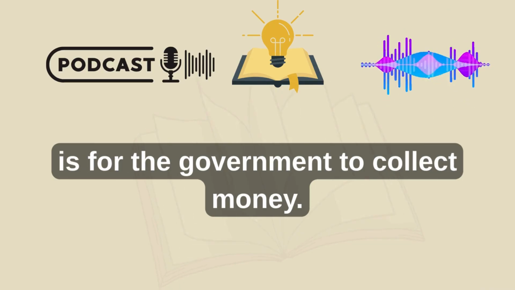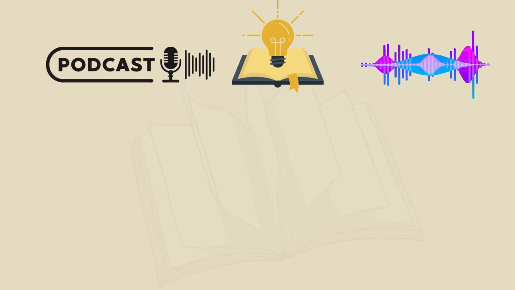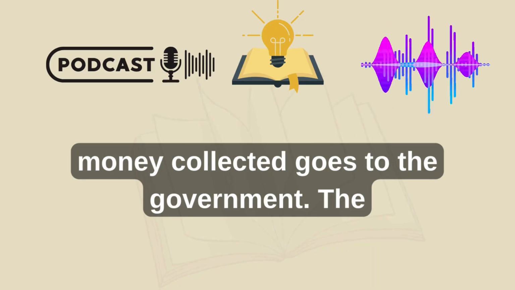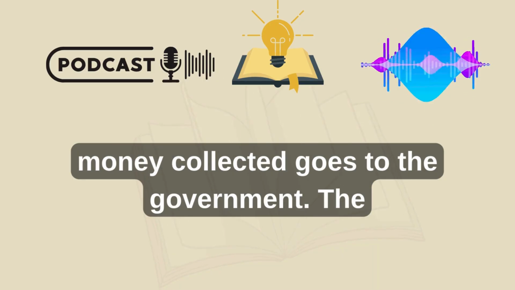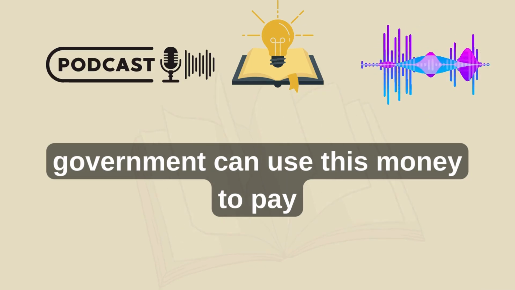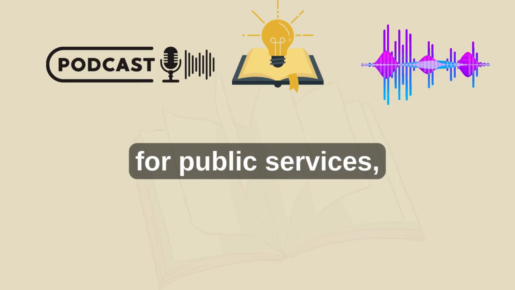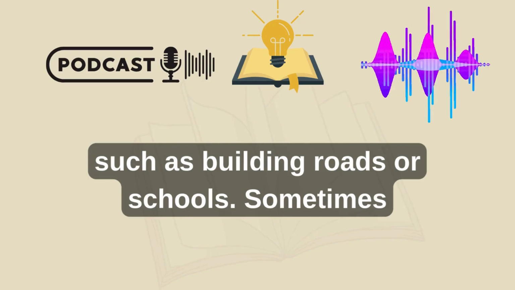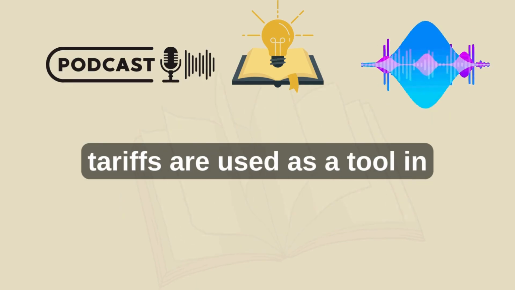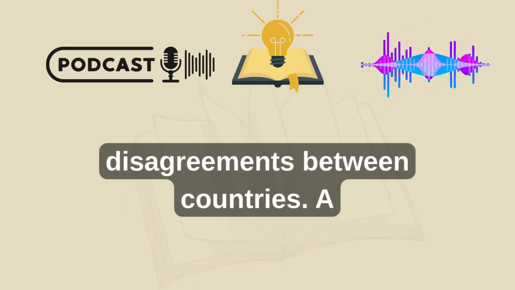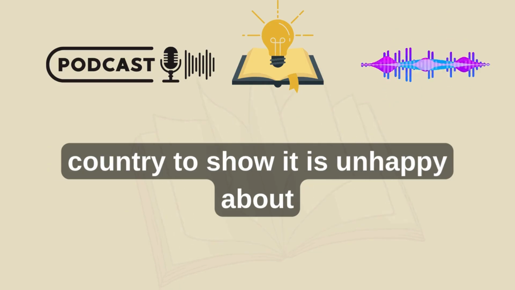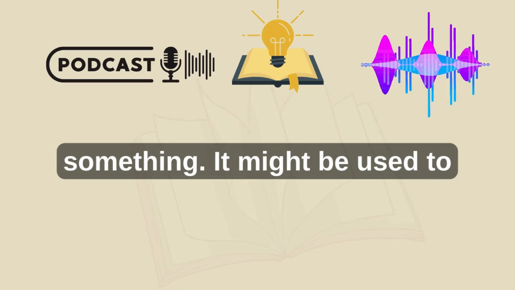Another reason is for the government to collect money. Tariffs are a tax, and the money collected goes to the government. The government can use this money to pay for public services such as building roads or schools. Sometimes tariffs are used as a tool in disagreements between countries. A government might put tariffs on goods from another country to show it is unhappy about something.